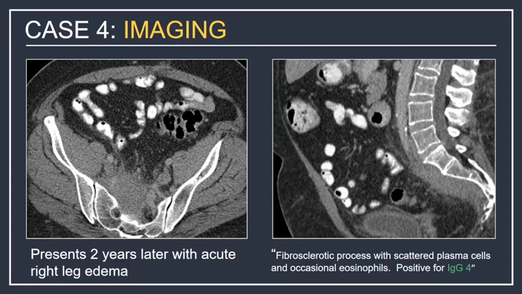The patient comes back to the hospital 2 years later, now with right leg edema. On this abdomen pelvis CT examination, we can see that there's this amorphous soft tissue process that is occurring within the presacral space. This region was also biopsied, and it was a second site of IgG4-related disease.